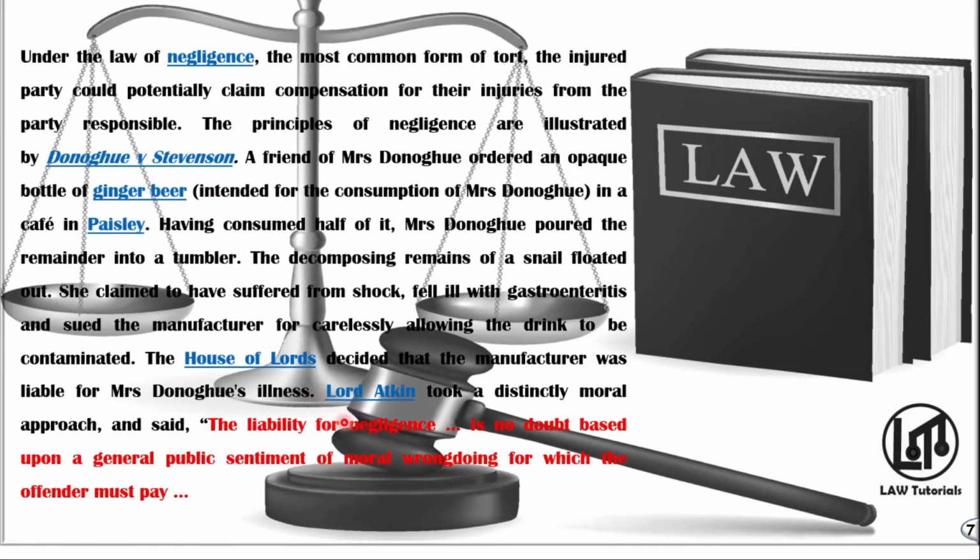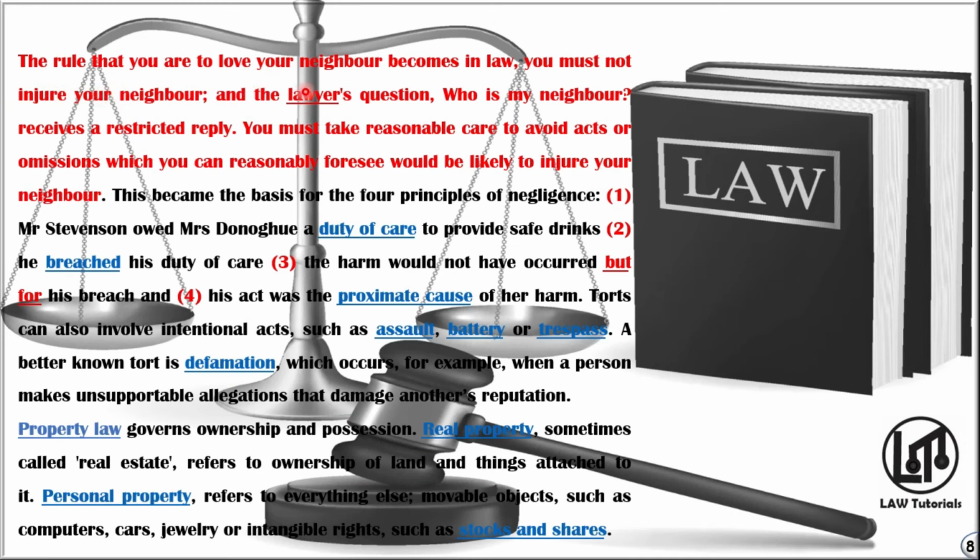In fact, Lord Atkin took a very distinctively moral approach and said, the liability for negligence is no doubt based upon a general public sentiment of moral wrongdoing for which the offender must pay. The rule that you are to love your neighbor becomes in law, you must not injure your neighbor. And the lawyer's question, who is my neighbor, receives a restricted reply. You must take reasonable care to avoid acts or omissions which you can reasonably foresee would be likely to injure your neighbor. This became the basis for the four principles of negligence.